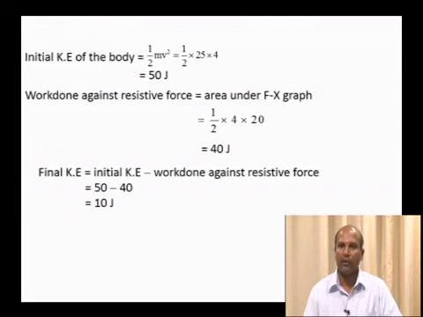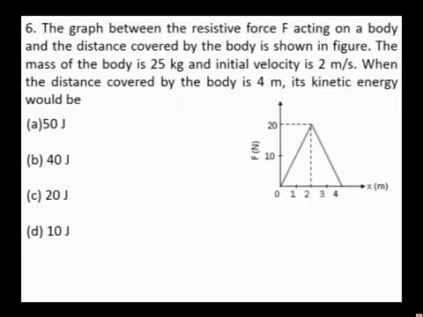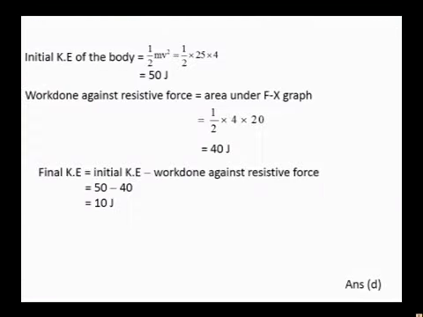Initial kinetic energy of the body is, I know, half mv square, which is half into mass of the body, given to be 25, into velocity 2 square, which is 4. So it is 50 joules. So work done against the resistive force is nothing but the area under this particular curve. Whatever is the area there, that is what has to be calculated. So half into base into height, that's what has actually been done here. So that turns out to be 40 joules.